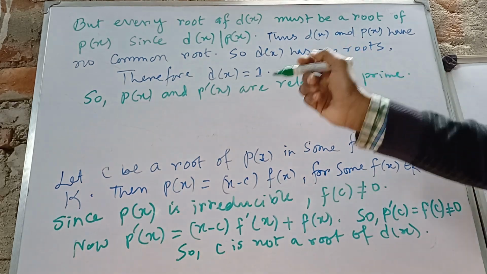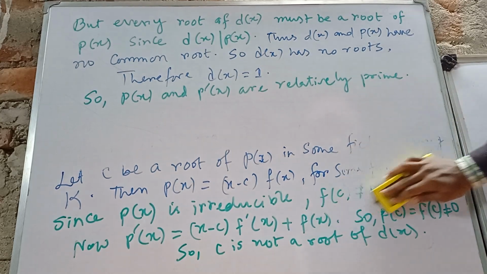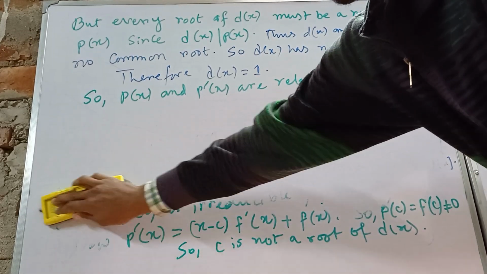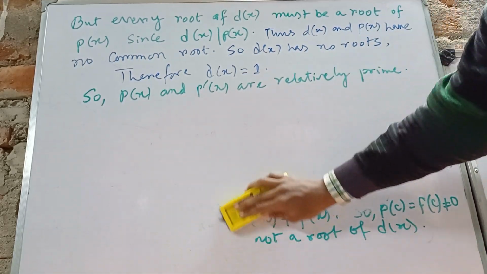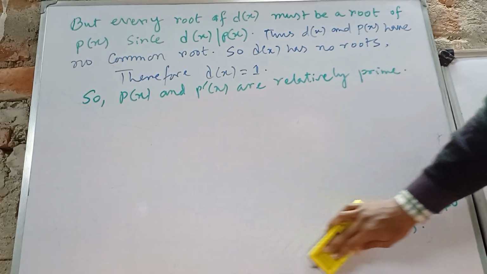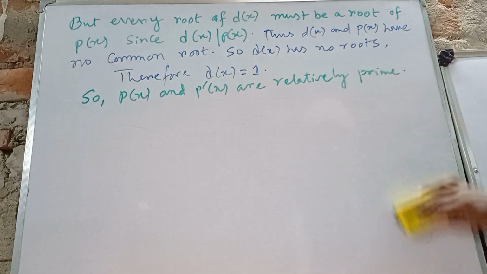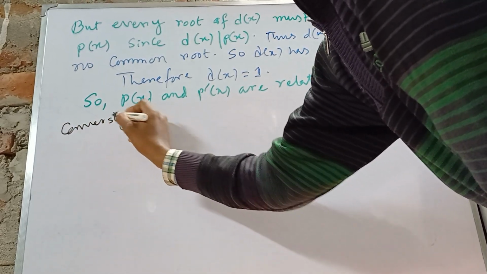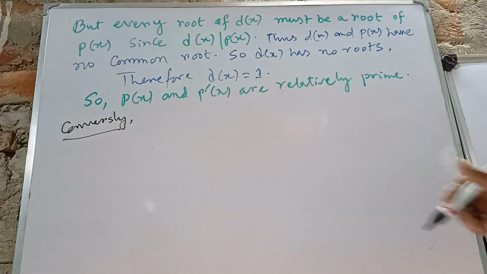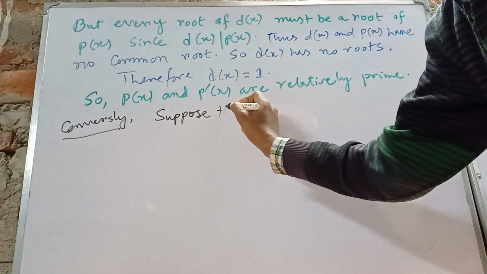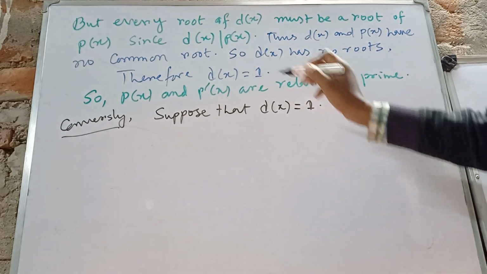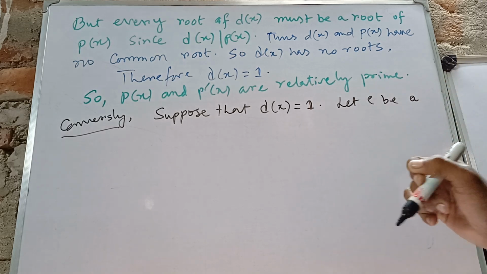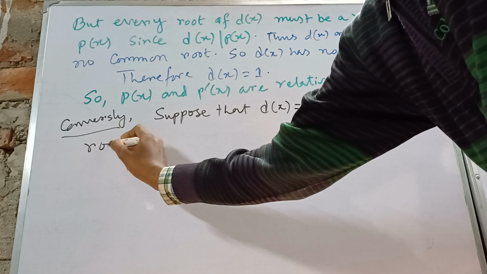Now we erase this lower portion and discuss the converse part. Conversely, suppose that d(x) equals 1, that is, p(x) and p'(x) are relatively prime. Now let c be any root of p(x).